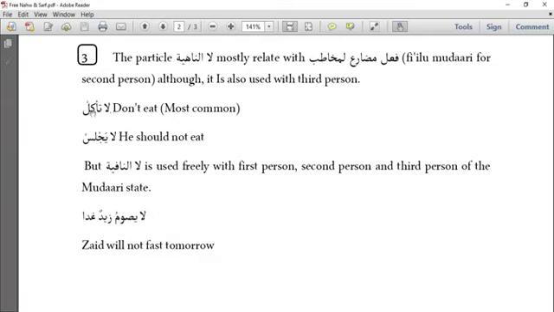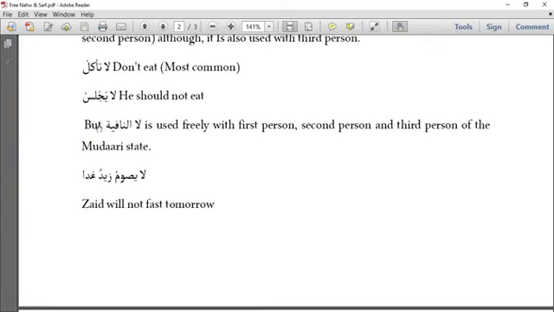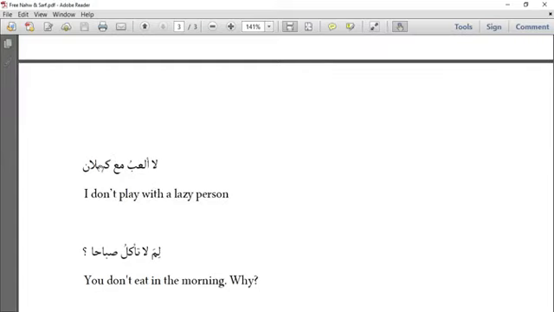So for example here we have la ta'kul, don't eat. La tajlis, la yajlis, you should not sit. You see more examples with the mukhatab, but scarce examples where la nahia is used with other parts like the first person and the third person, while la nafia can be used freely. So la nafia: la yasumu Zaidun ghadan, Zaid will not fast tomorrow. And la al'abu ma'a kaslan, I don't play with a lazy person.